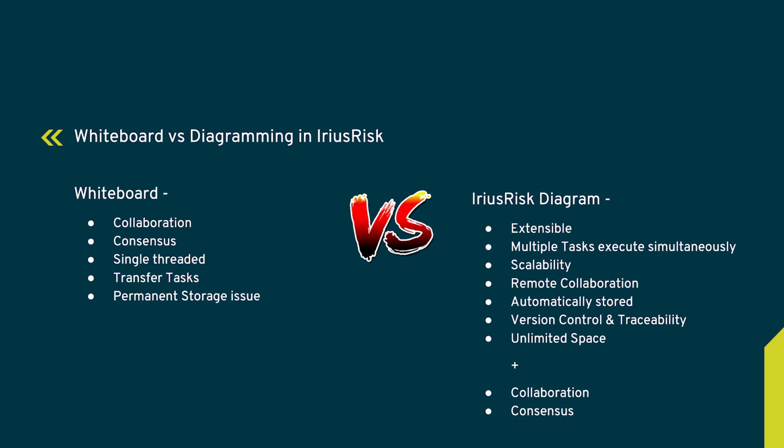And then also you have the ability to reach consensus. So within IriusRisk, you can actually advance different workflows so that once that diagram is set for this version, I can make that diagram unchangeable. That way I can continue to threat model without necessarily needing to make sure no one's going to make any changes to my diagram.